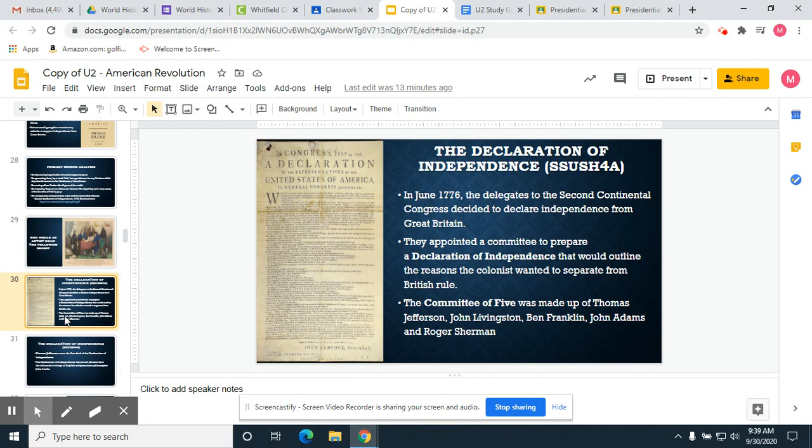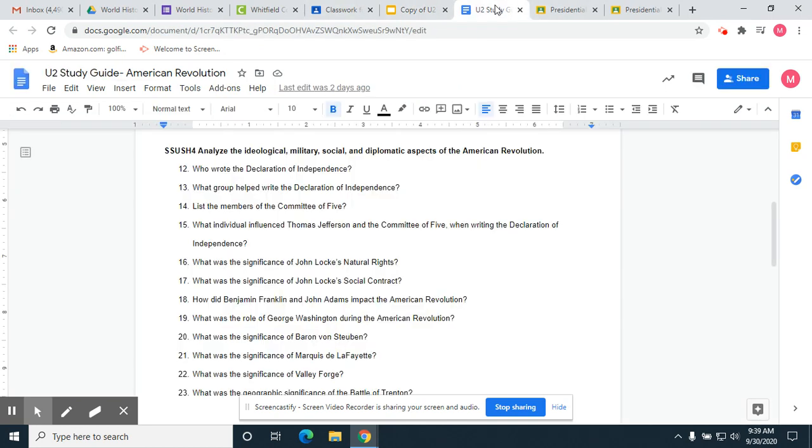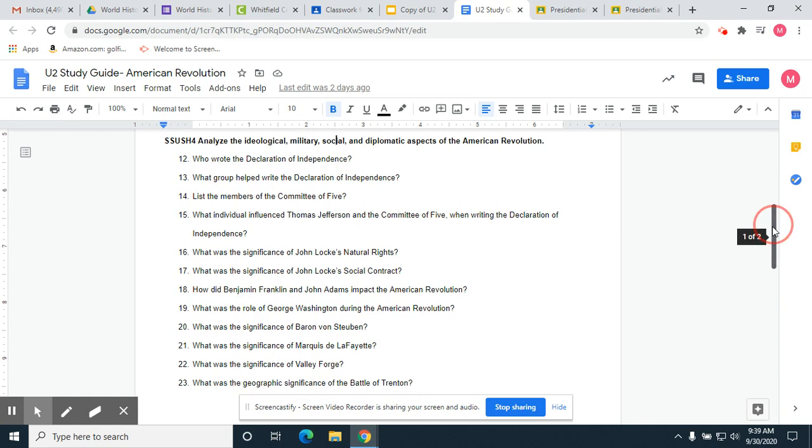It's going to be Thomas Jefferson, who will become a president, John Adams, who will become a president, Ben Franklin, he's one of the more notable ones, John Livingston, and Roger Sherman. Understand that Thomas Jefferson will be the father of the Declaration.